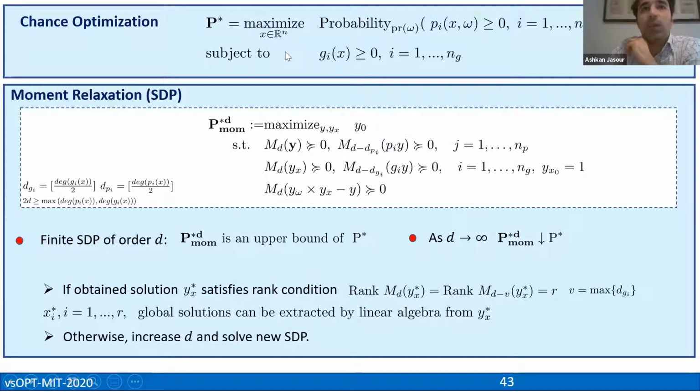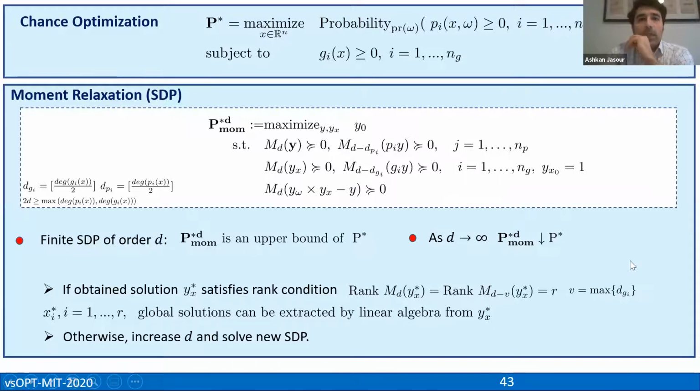To solve this chance optimization, where we are looking for X to maximize the probability of success, we are going to construct a finite dimensional moment SDP. We are looking for a sequence of the moments. For any relaxation order, the objective function that we get is always an upper bound of the true probability of success. As we increase the relaxation order, this objective function is going to converge to the true probability of success. Also, if the obtained sequence of moments for design parameters, denoted by Yx, satisfies the rank condition, we are going to extract the solution of the original chance optimization by solving the linear algebra that I just explained. Otherwise, we need to increase D and solve another SDP. So when we satisfy this rank condition, we can extract; otherwise we need to solve higher order semi-definite programs. Any questions so far?